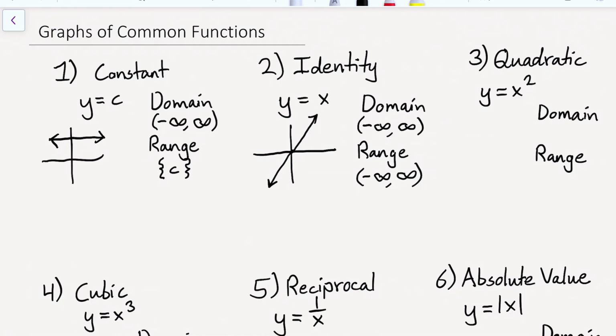Third, we have the quadratic function, y equals x squared. The graph of this one looks like a parabola through the origin. It has a domain of negative infinity to positive infinity, and it has a range from 0 to infinity. I'm putting a bracket around the 0 here because it is included as a y value or output value on this function.